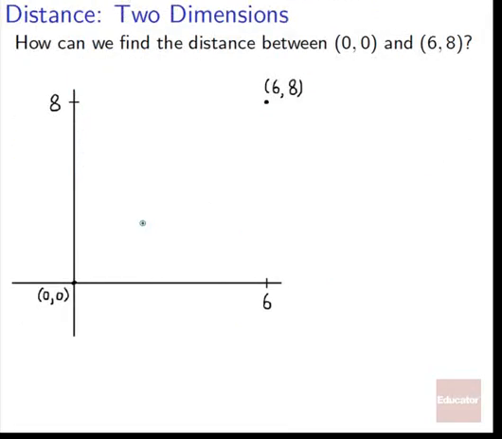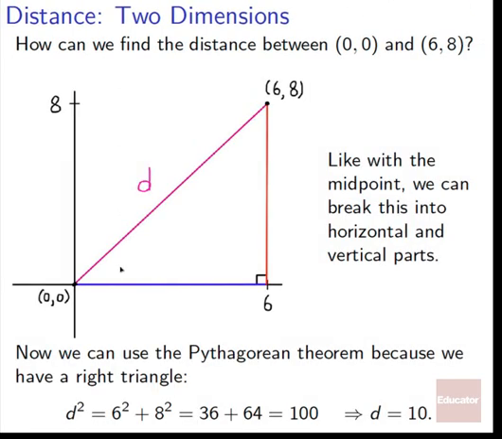All right, on to distance in 2 dimensions. So what if we wanted to find the distance between 0, 0 and 6, 8? Well, we can't just subtract and take absolute values because we've got 2 dimensions that we're running in. We've got to deal with both of these things at once. So what we do is we turn this into a triangle. We drop a perpendicular from 6, 8. We now have this right angle in the corner, and with this right angle in the corner, we can use the Pythagorean theorem.